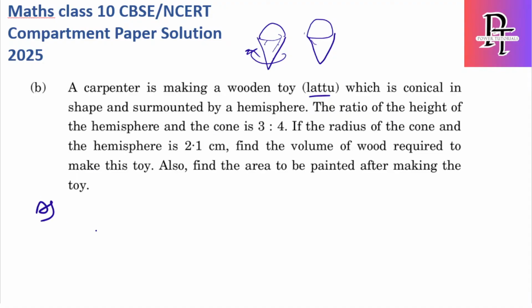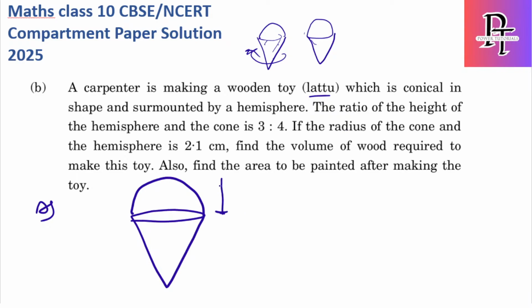Okay, let's draw the diagram first. So this is the cone, and above it we have a hemisphere. The ratio of the height of the hemisphere and the cone is 3:4. I'll write this as Hs for hemisphere, and H for cone. Hs by H of cone they have mentioned as 3/4.